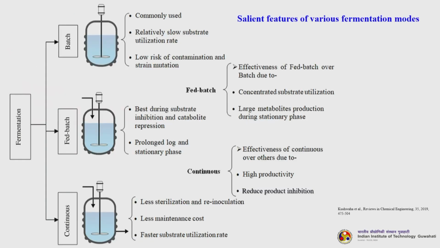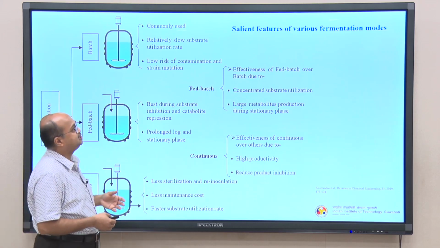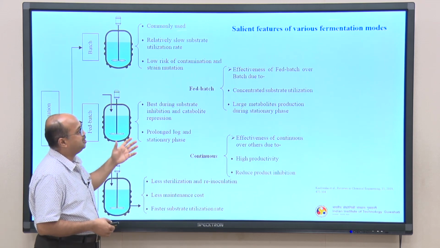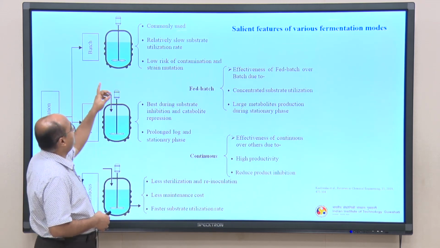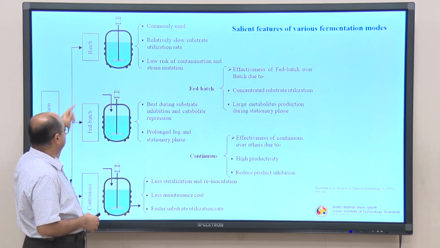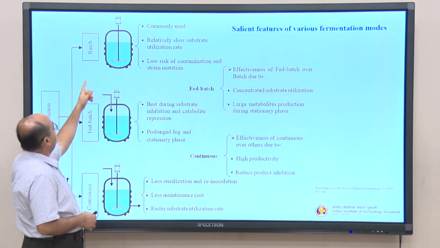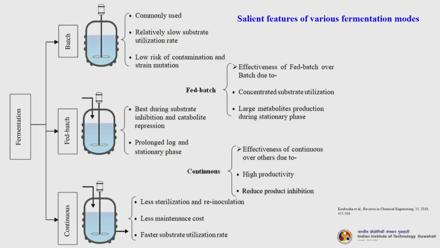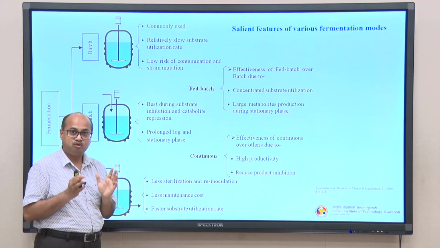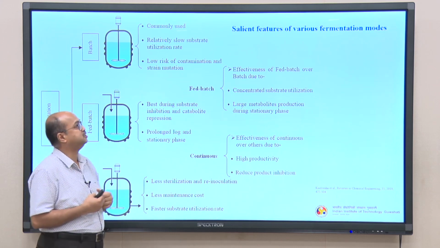Now, this is again described nicely in this schematic representation, which tells us the salient features of various fermentative modes. We will quickly go through it: the batch, fed batch and continuous. Let us see the batch. It is commonly used, with a relatively slow substrate utilization rate and low risk of contamination and strain mutation, because it is a closed system. There is no feeding, there is no taking out of the products.